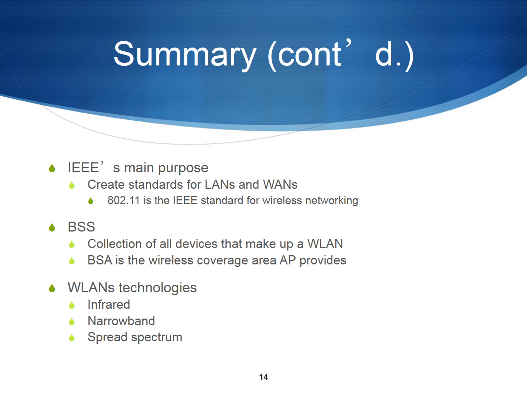Summary continued. IEEE's main purpose is to create standards for LANs and WANs. 802.11 is the IEEE standard for wireless networking. The Basic Service Set, or BSS, is the collection of all devices that make up a WLAN. BSA is the wireless coverage area the AP provides. The primary WLAN technologies are infrared, narrowband, and spread spectrum.